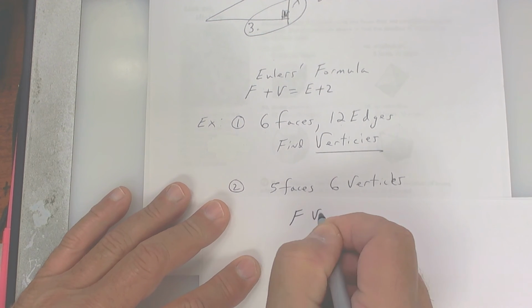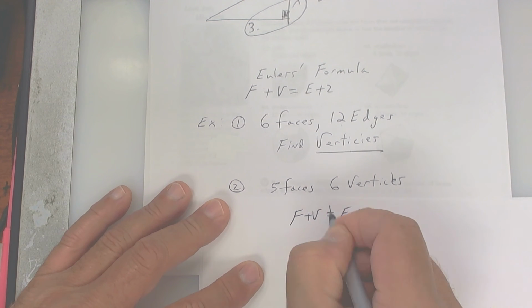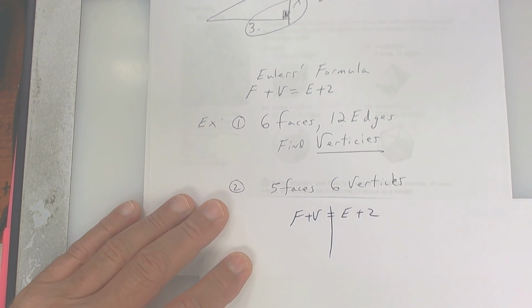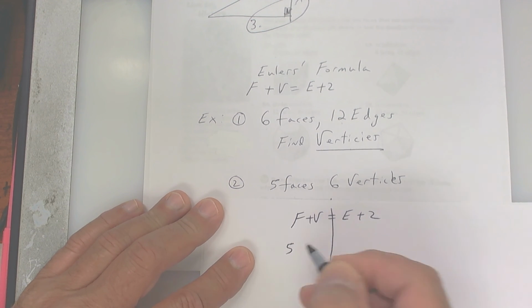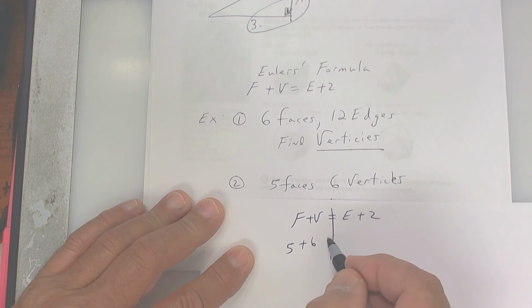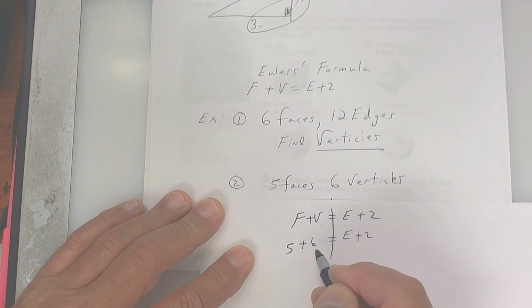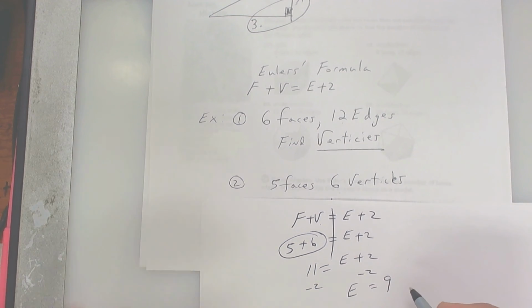Florida virtual school equals episode 2. Okay? And they're both pluses when you write it like this. So the faces are 5. The vertices are 6. We don't know the edges. So you're going to get 11 is equal to edges plus 2. So all you do is subtract 2 and you get the number of edges is equal to 9.